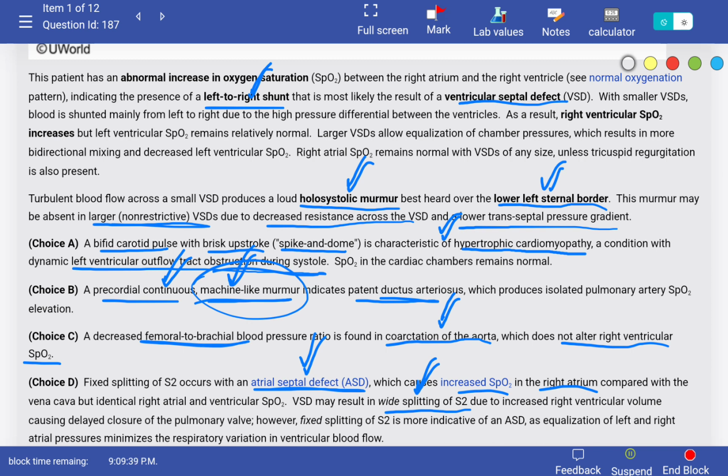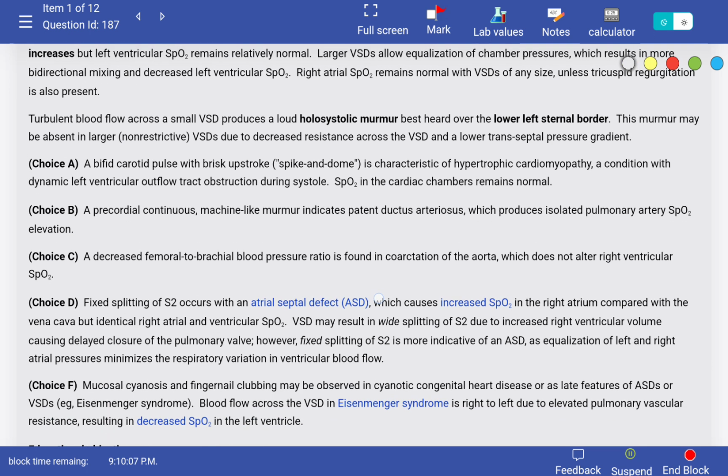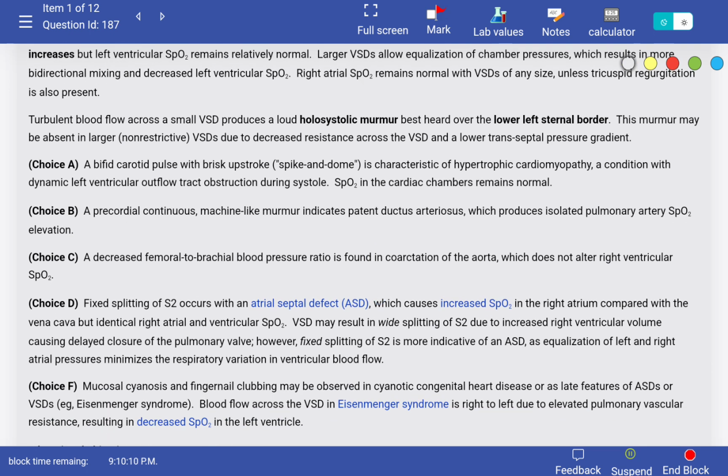ASD, right? Due to increased right ventricular volume causing delayed closure of pulmonic valve, right? There will be a little bit of delay in the closing of pulmonic valve, right? However, fixed splitting of S2 is more indicative of ASD. This is really important, right? If there is fixed splitting of S2, that would be the case of ASD, right? Equalization of left and right atrial pressure minimizes the respiratory variation and ventricular blood flow.